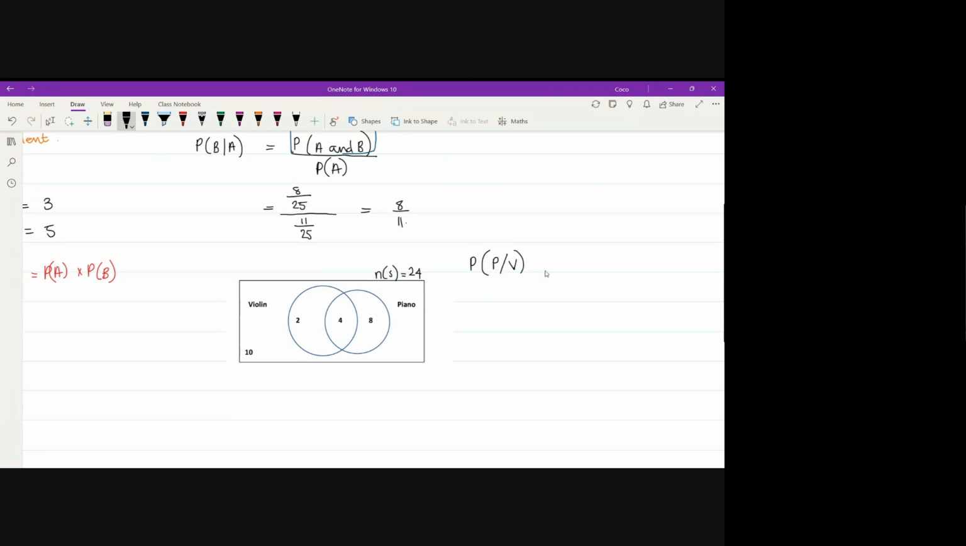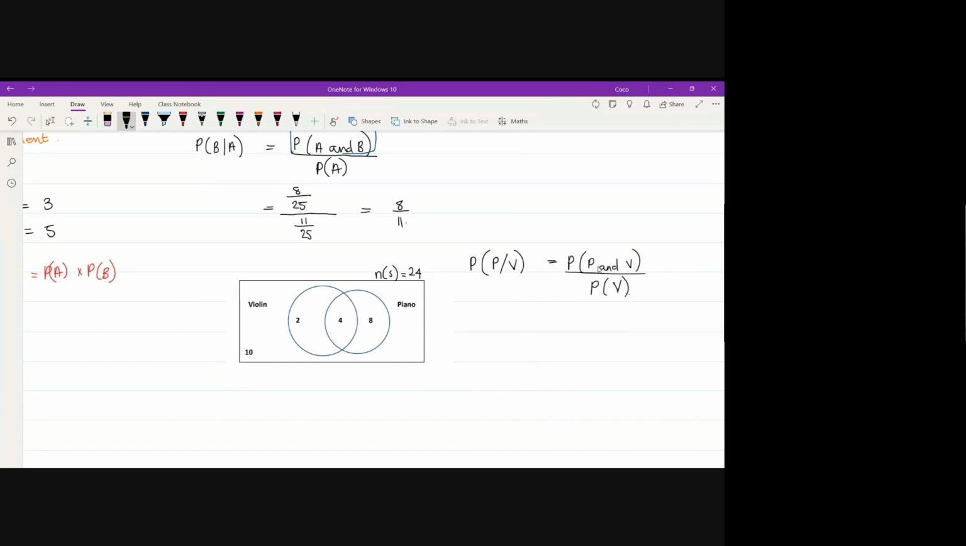Now, remember, guys, the probability of piano given violin is going to equal the probability of piano and violin over the probability of violin. Or did I get that wrong? No, I'm correct. Punch that into your calculators, guys, and give us an answer.